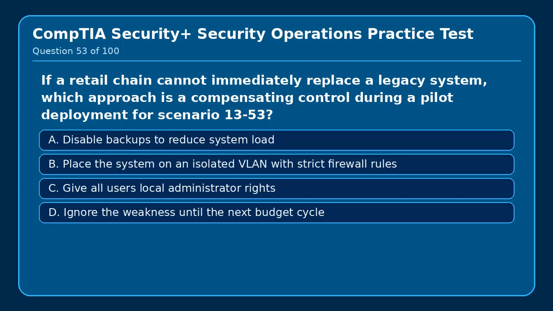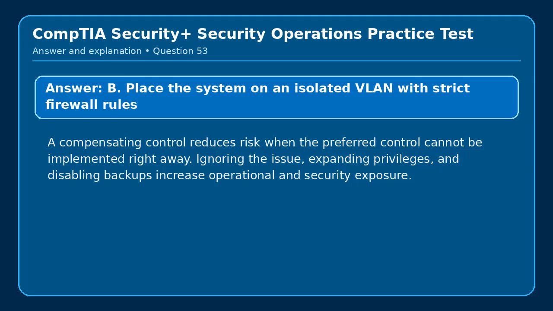Question 55. Why might a research lab deploy a honeypot inside a monitored lab network as part of the risk reduction project for scenario 13 to 55? A. To observe attacker behavior against a decoy system. B. To guarantee malware cannot enter the network. C. To replace all endpoint protection tools. D. To store production credentials for faster login.